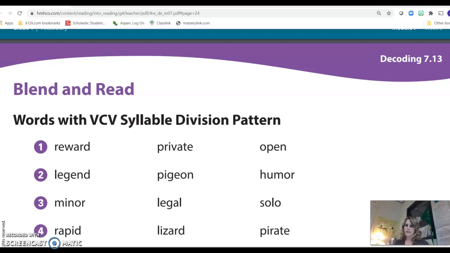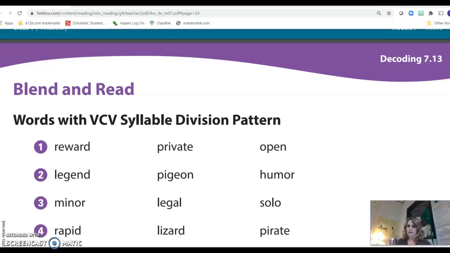The next one, humor. Listen to that sound. You, not uh. Humor. On that one, you're going to put the line after the U. Now, this is an example of how you break apart syllables in words and what the patterns are.